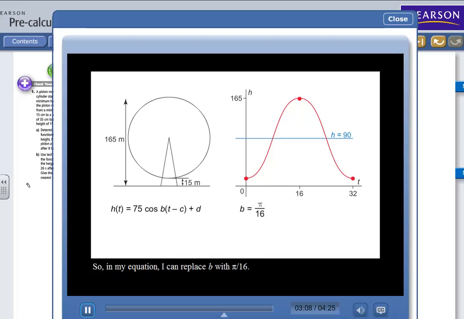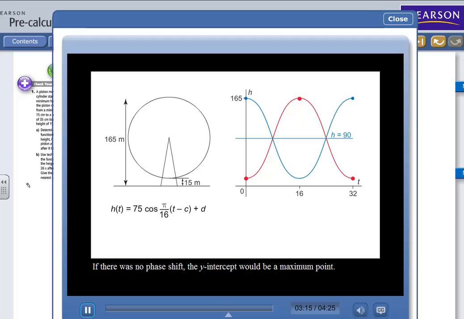So, in my equation, I can replace b with pi over 16. If there was no phase shift, the y-intercept would be a maximum point. So, the phase shift is 16, and I can replace c in the equation with 16. The vertical translation is 90, so I can replace d with 90. So, an equation is h at t equals 75 cosine pi over 16 times t minus 16 plus 90.